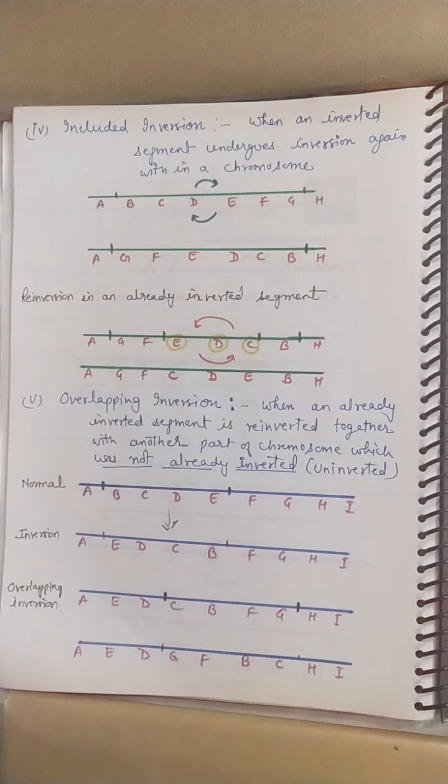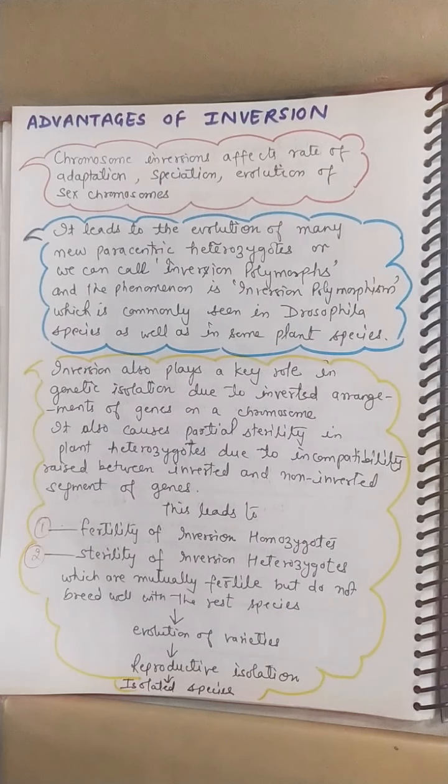The cytological evidence of inversion is observed during the process of meiosis, when we observe an inversion loop during crossing over. Now there are certain advantages of inversions. Chromosomal inversions affect the rate of adaptation, speciation, and evolution of sex chromosomes. It leads to the evolution of many new paracentric heterozygotes, or we can call them inversion polymorphs. And this phenomenon is inversion polymorphism, which is commonly seen in Drosophila species as well as in some plant species.